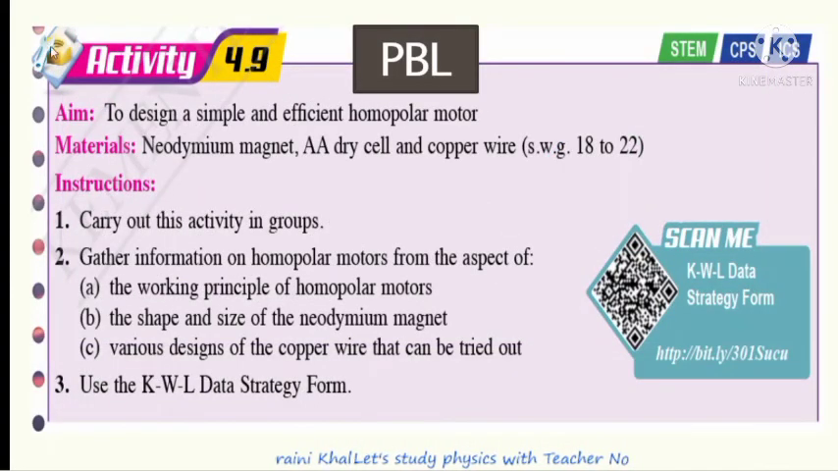And then we have activity 4.9. This one will become project-based learning. What you should do is, in groups, design a simple and efficient homopolar motor. Materials: neodymium magnet, AA dry cell and copper wire, SWG 18 to 22. Gather information on homopolar motors from the aspect of working principle, shape and size of neodymium magnet, and various designs of copper wire that can be tried out.